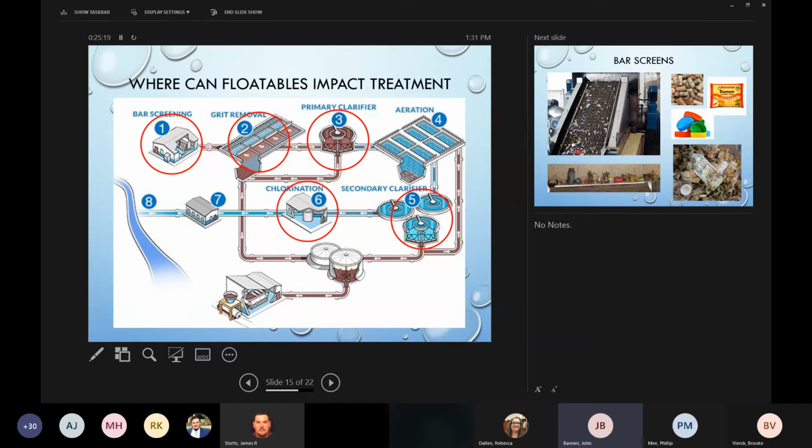So the layout you see here is a typical conventional activated sludge plant with the major components of screenings, grit removal. We have primary clarifiers, the aeration basins, secondary clarifiers, and chlorination before we sample and allow that water to go out into the environment. As you see, the red circles illustrate just how many of the treatment processes can significantly be impacted by the floatables and the blowable trash that gets into our system.